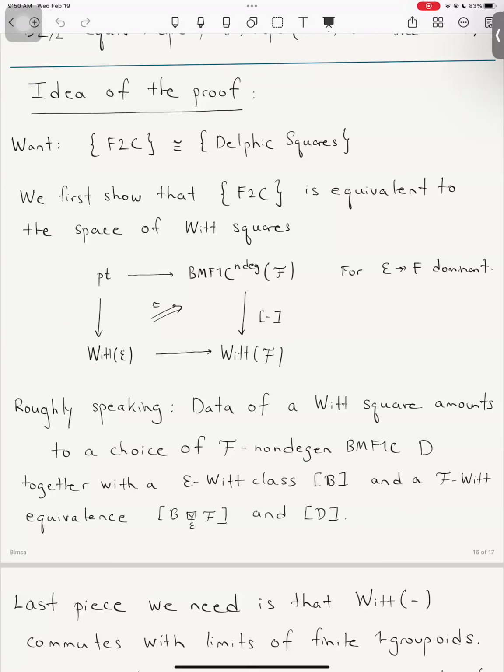So building this functor is a little bit difficult. So instead, we're going to sidestep the problem a little bit, and we're going to build a functor to something else. We'll show that the space of fusion 2 categories is equivalent to the following kind of width square. So this is like another commuting square of data.